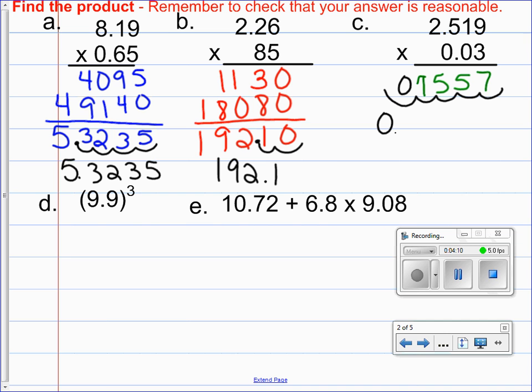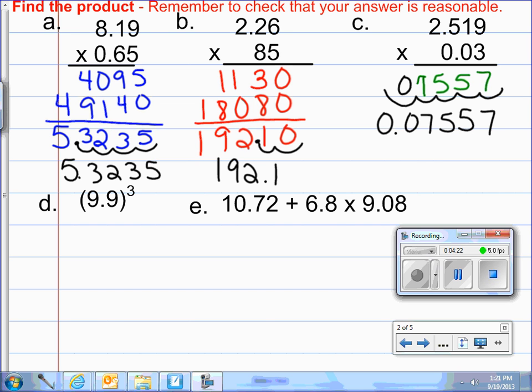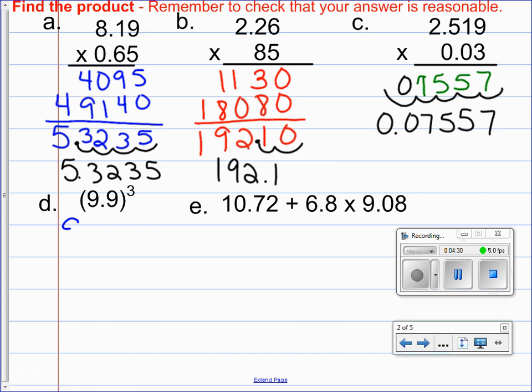So I would like for you to put a place value in the ones place. And there's your final answer. D is 9.9 cubed. So as you can recall, it's the same as 9.9 times 9.9 times 9.9.